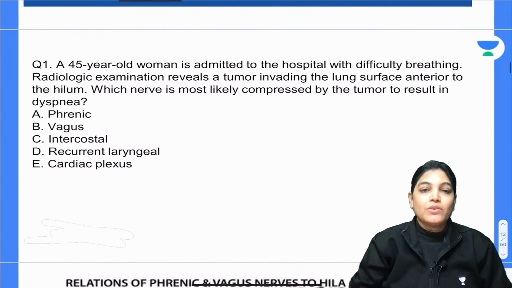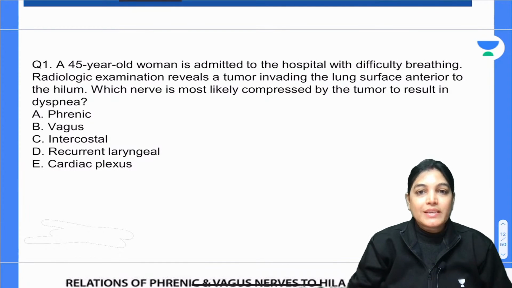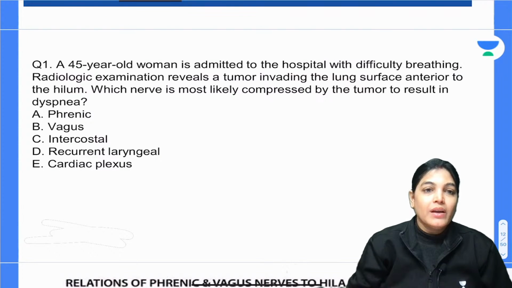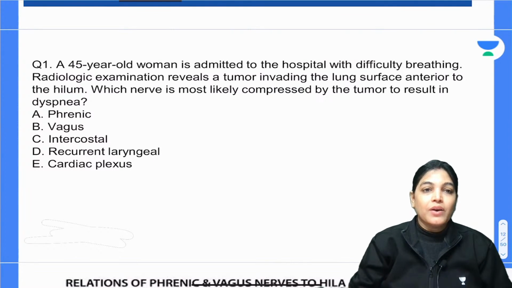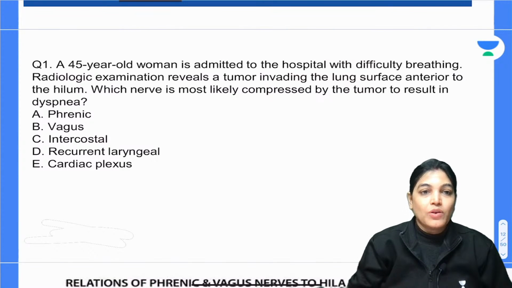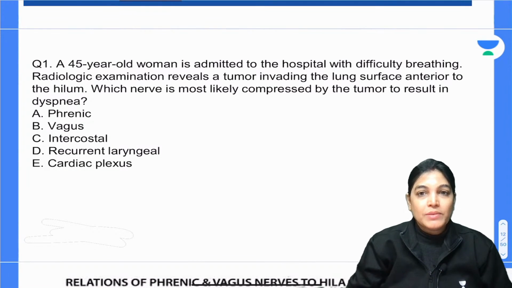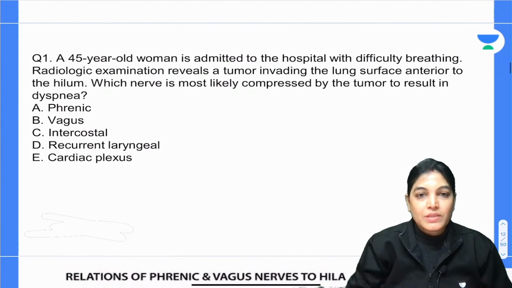A 45-year-old woman is admitted to the hospital with a difficulty of breathing. Radiological examination reveals a tumor invading the lung surface anterior to the hilum. Which nerve is most likely compressed by the tumor to result in the dyspnea? The options are phrenic nerve, vagus, intercostal, recurrent laryngeal nerve and cardiac plexus. So, we have got 5 options as you can see here. I will provide you with 30 seconds and then you can give me the right answer.